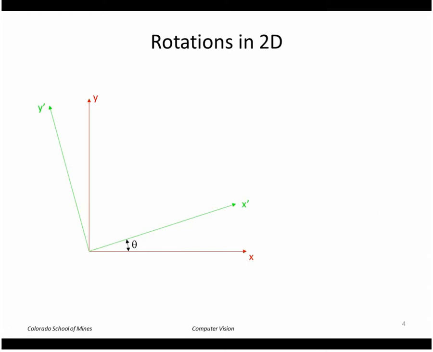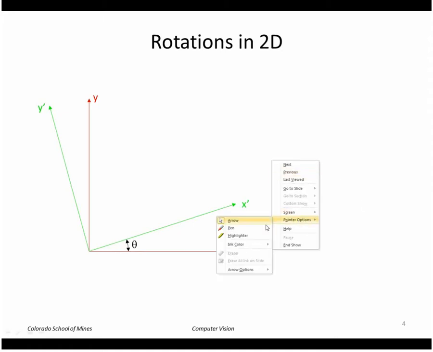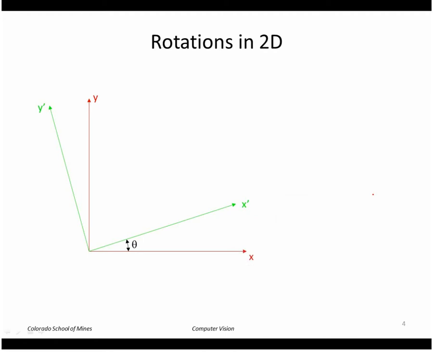Let's look at a rotation first in 2D. Rotations are the most difficult part of this transformation. So I'm going to derive the expression for the rotation matrix just by looking at the trigonometry of this.